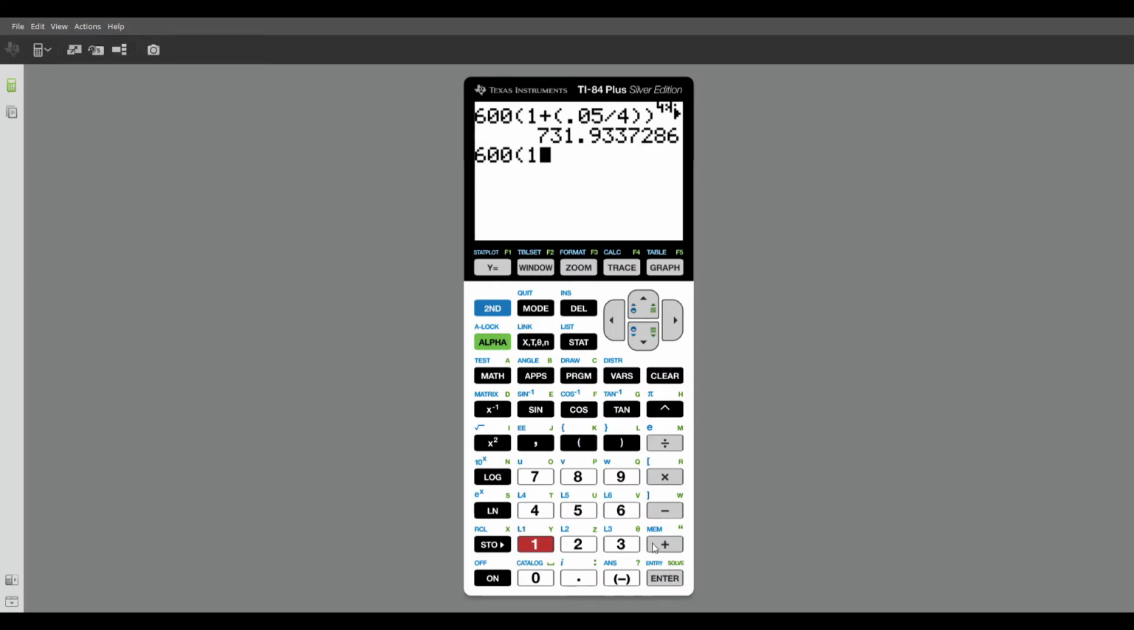Another way that you can enter in a fraction on your TI-84 calculator is I can type in 600 times 1 plus, and then when I want to enter in a fraction, I can do alpha y equals n over d, which is numerator over denominator. So I can enter that in. 0.05, I'm going to arrow down, that's going to be 4, and then I've got to arrow out, close that set of parentheses, raise to the power of 4 times 4. Enter it in, and I get the exact same answer.